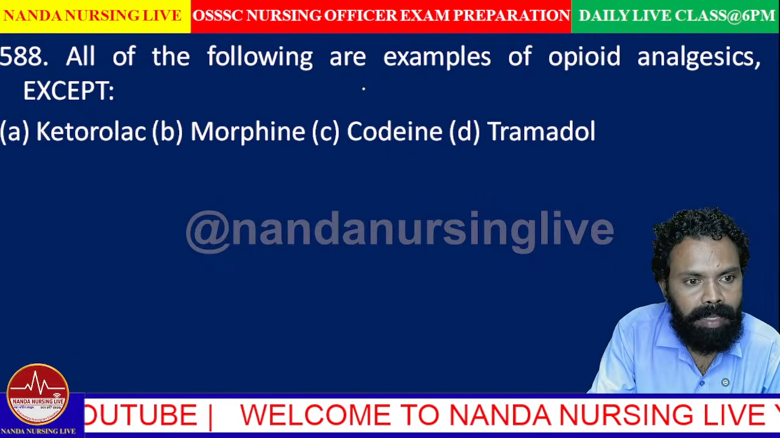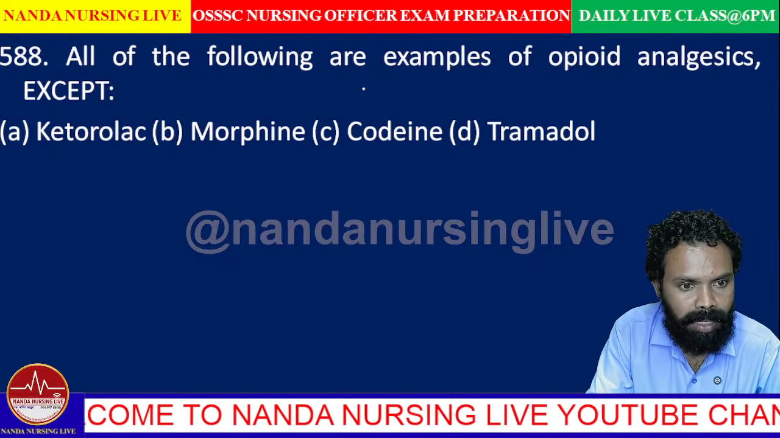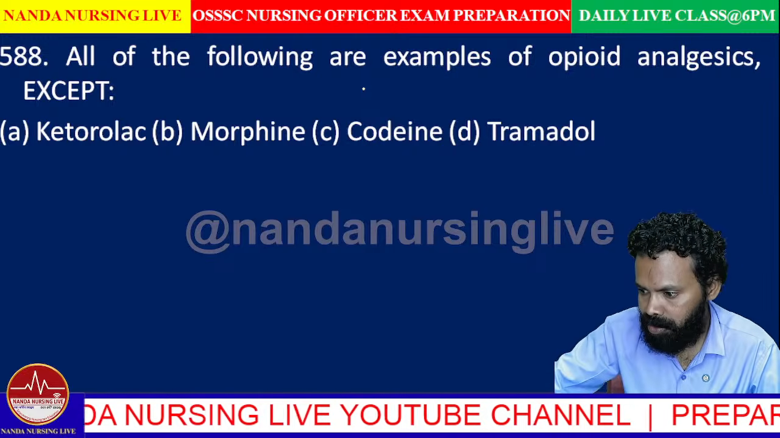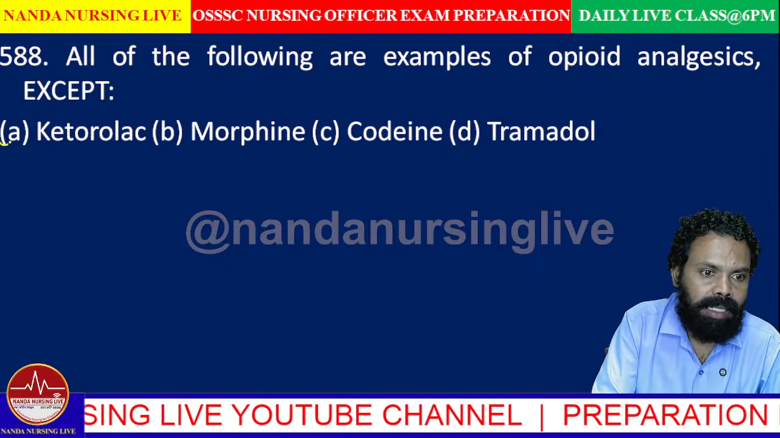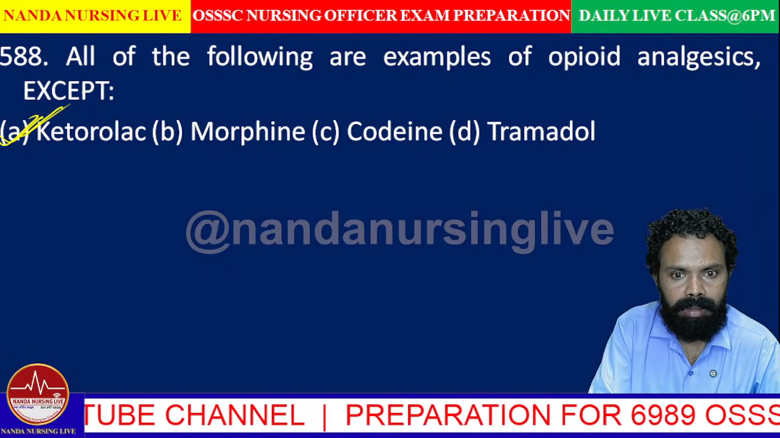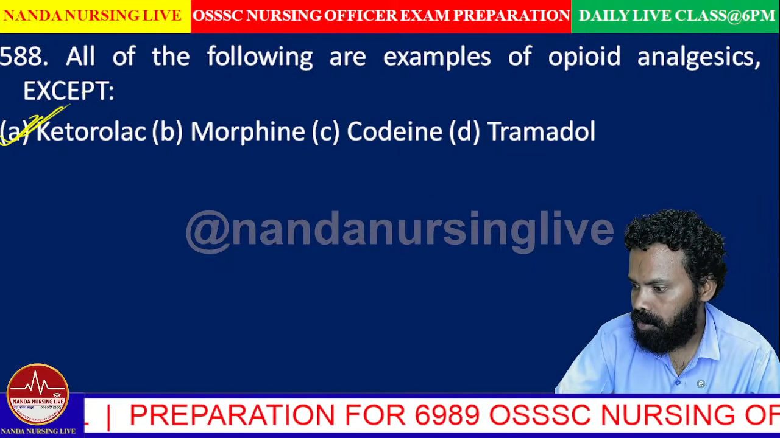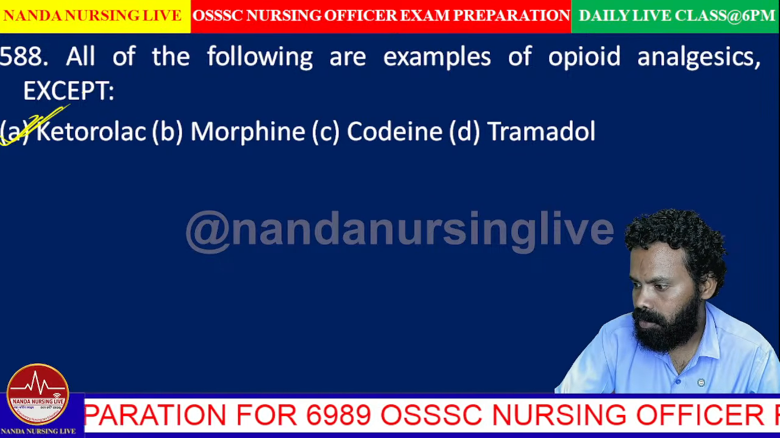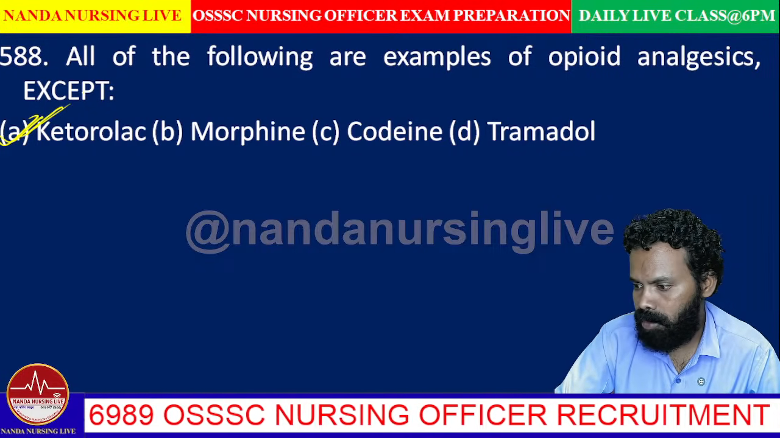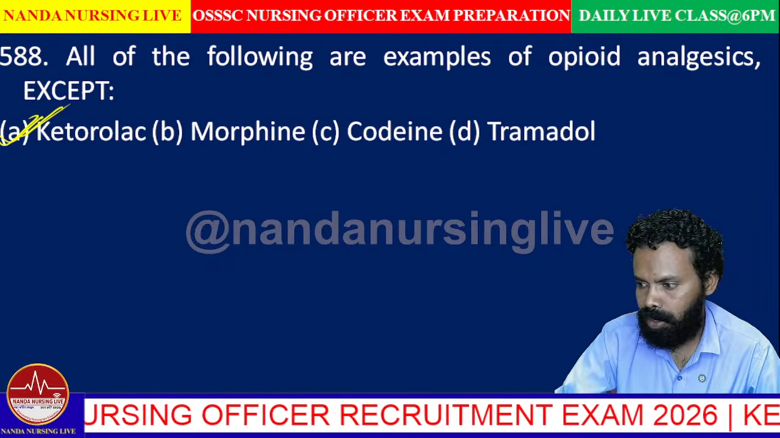Next question, question number 588. All of the following are examples of opioid analgesics except: option A ketorolac, option B morphine, option C codeine, option D tramadol. So which option is the correct answer? The correct answer is ketorolac, which is not an example of opioid analgesics, right? This is used for short-term management of moderate to severe pain.